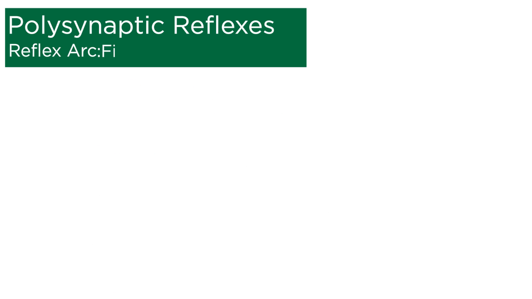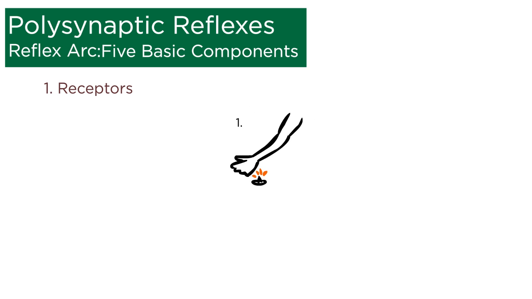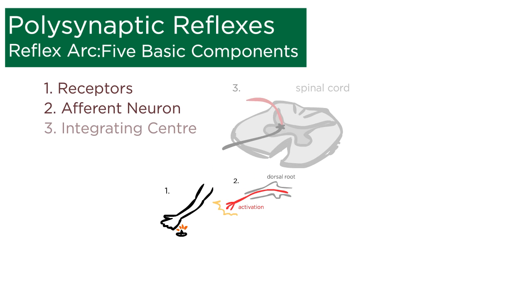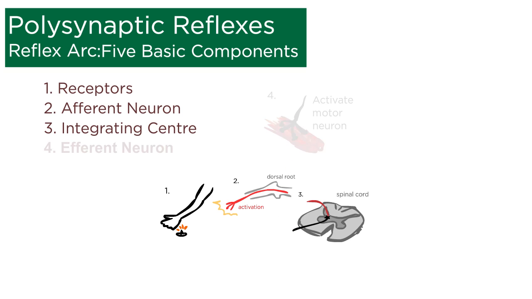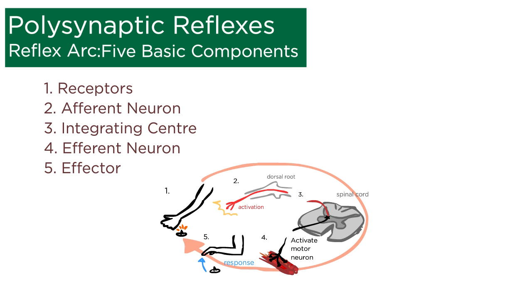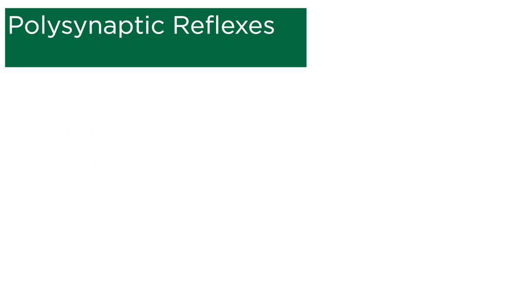Remember the 5 basic components of a reflex arc. Number 1, receptors. Number 2, afferent neuron. Number 3, integrating center. Number 4, efferent neuron. And number 5, the effector. This occurs in a withdrawal reflex, but with a few modifications.